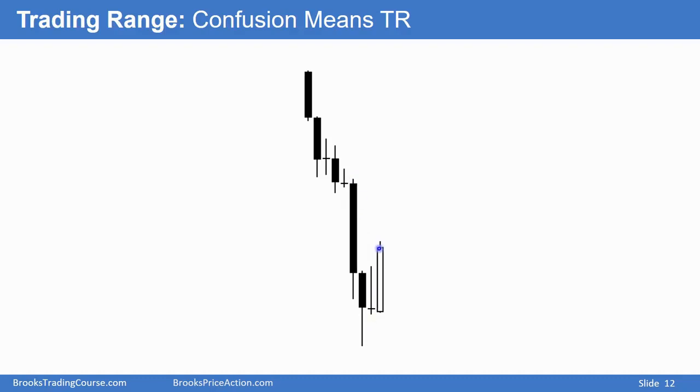So big down, big up. Plus we went up and down on this bar and then up again. So when you look at that, are you thinking pullback or are you thinking confusion? If you're thinking confusion, that is one of the hallmarks of a trading range.